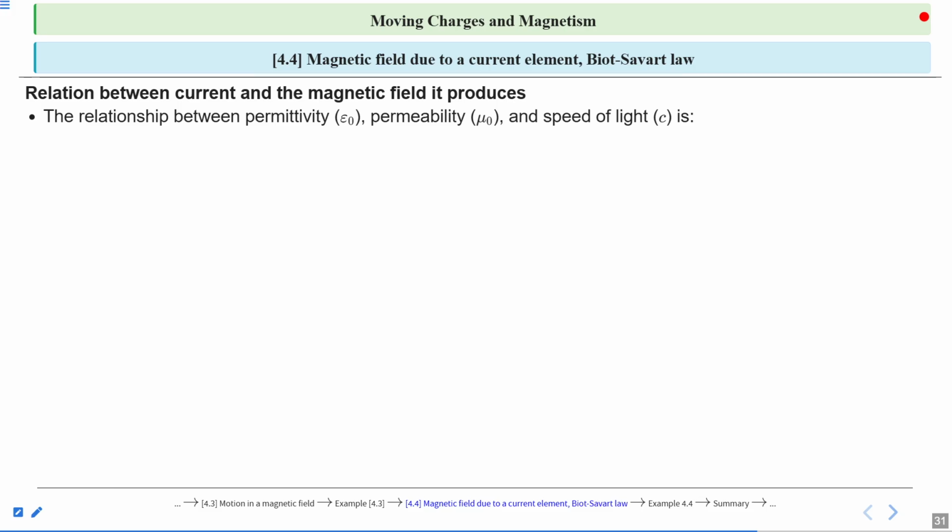Now the relationship between permittivity epsilon naught, permeability mu naught, and speed of light c. There is a relation between all three variables. Take the product of epsilon naught and mu naught. You can multiply it by 4 pi and divide it by 4 pi, so it becomes 4 pi epsilon naught times mu naught upon 4 pi. The value of 1 by 4 pi epsilon naught is 9 into 10 raised power 9.